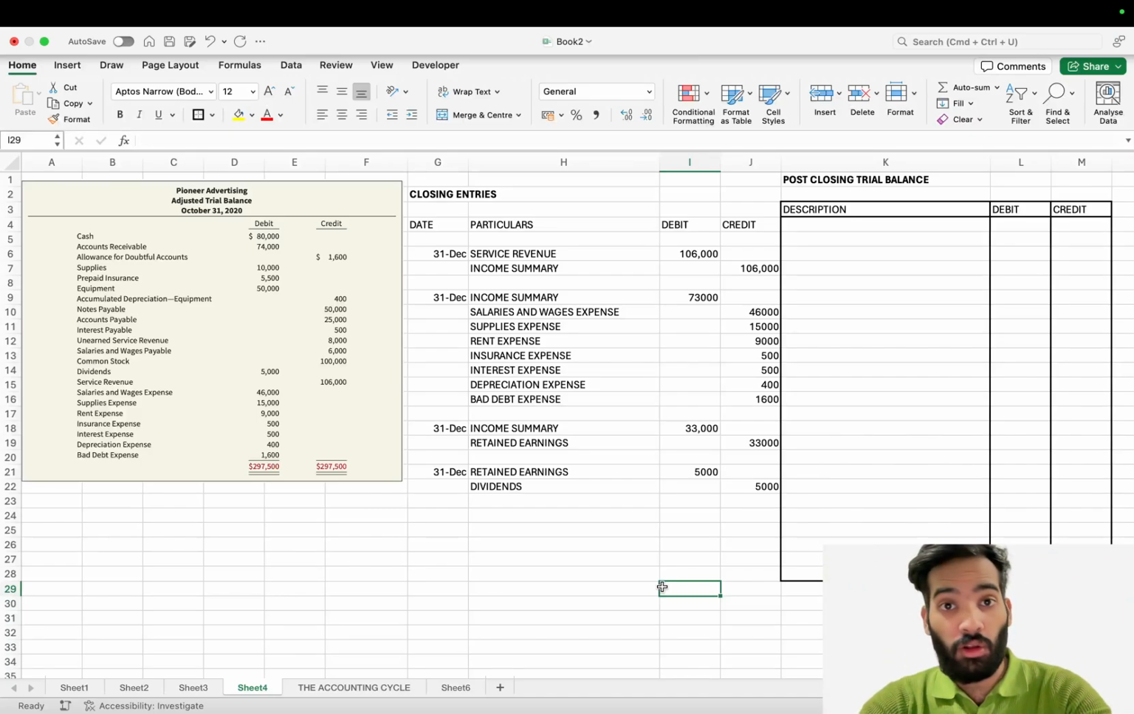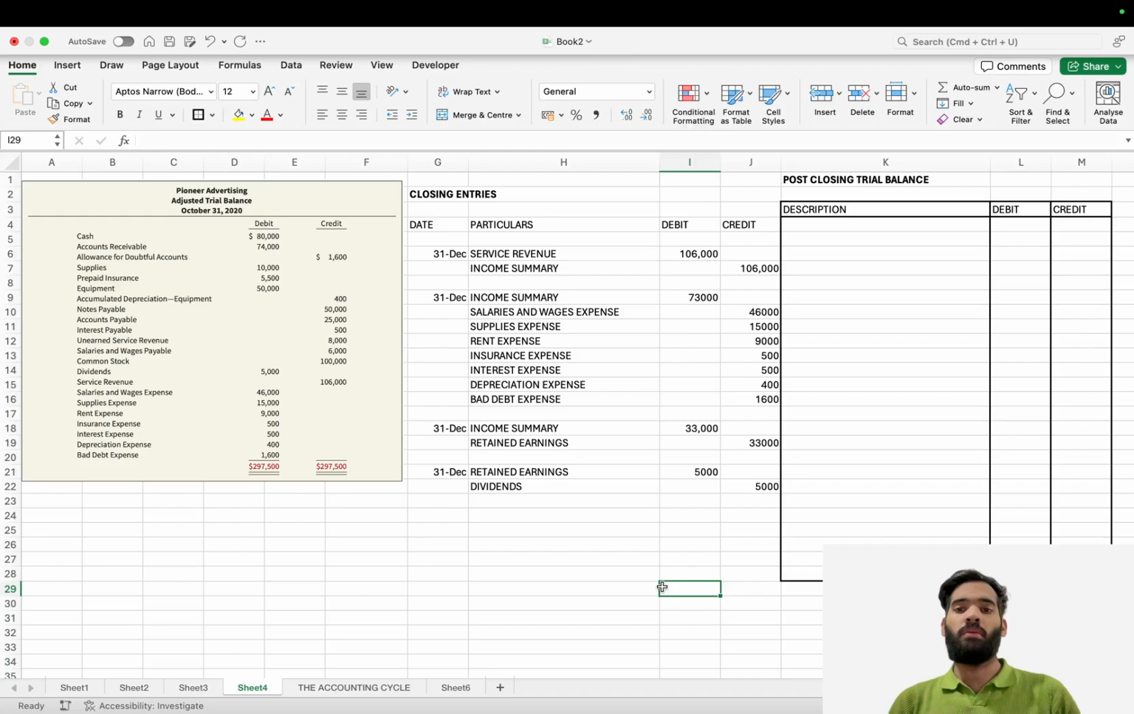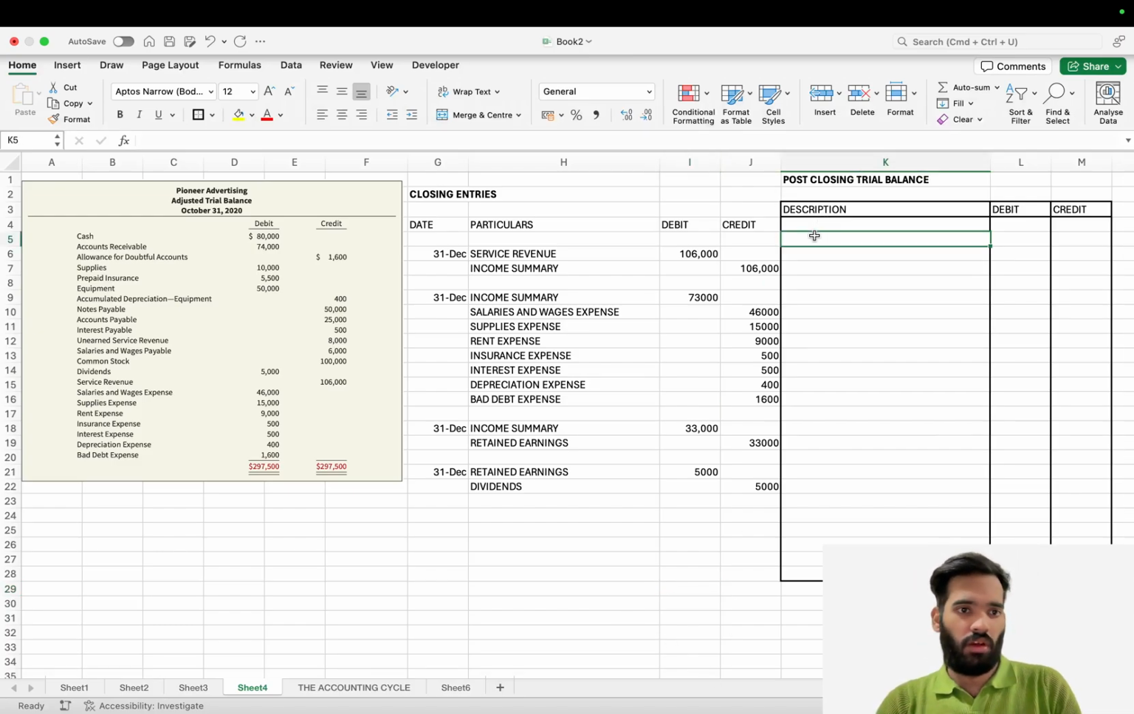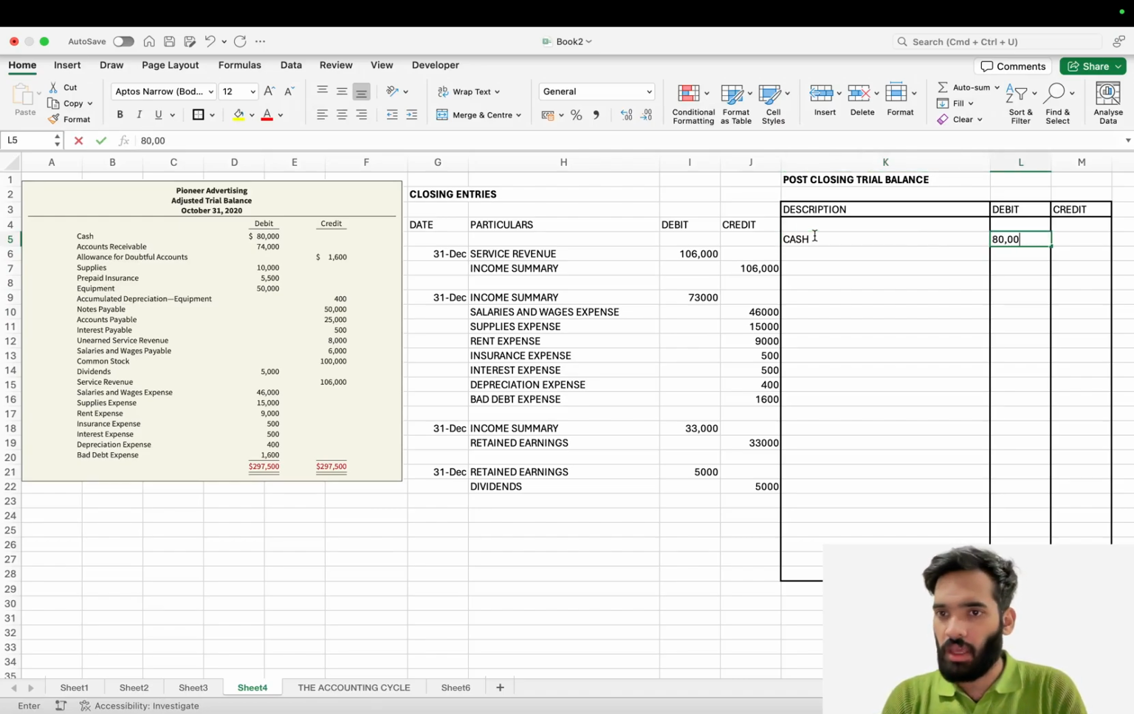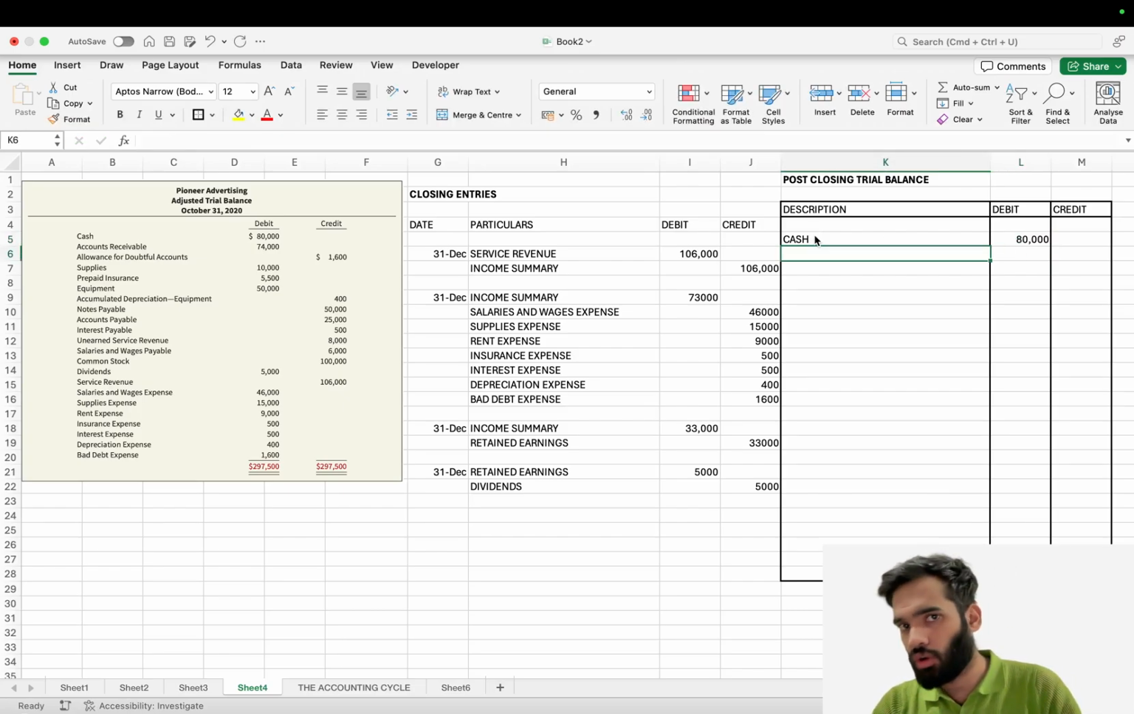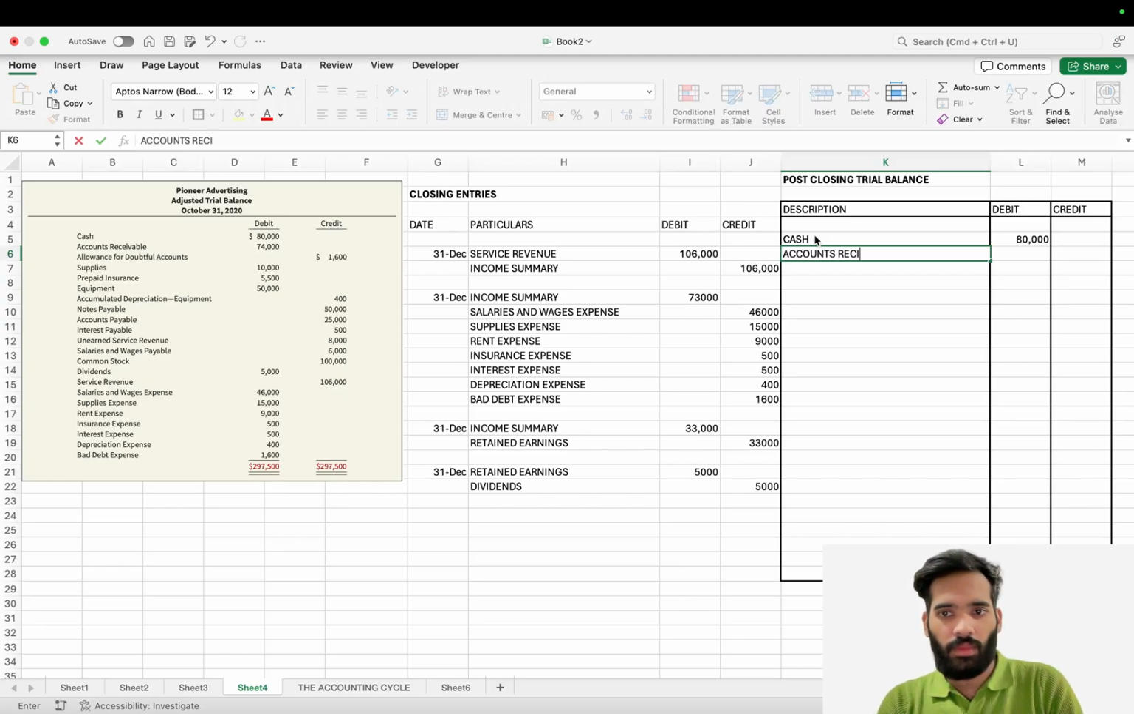Now, just to give you a concept, the post-closing trial balance is prepared to show what the trial balance looks like after we have closed all of the temporary accounts. Means, if I remove all of the temporary accounts, what will the numbers look like? What will be the remaining accounts that I have? So in this case, cash will remain the same, since it's not a temporary account.